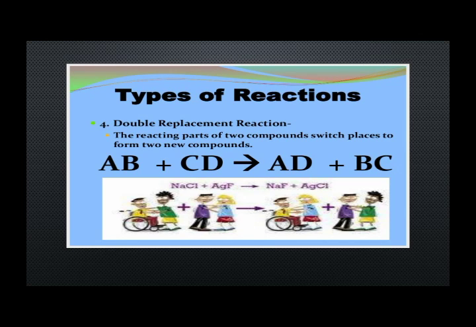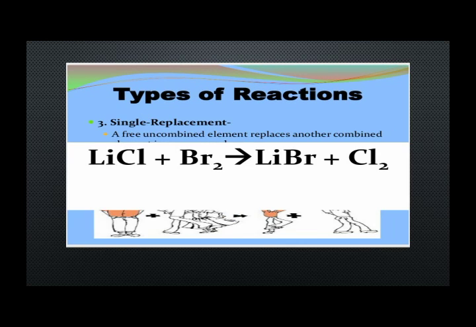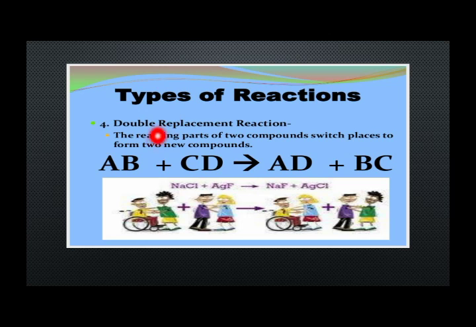Here is another type, called double replacement or double displacement reaction. Here you can see both of the compounds are going to exchange their partners, like AB plus CD. In this, D is going to replace B, while B is going to attach with C. So it will become AD and BC. In both of the reactants taking part in this reaction, each member is going to replace itself with another member.